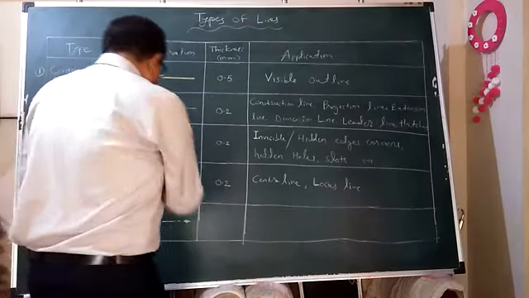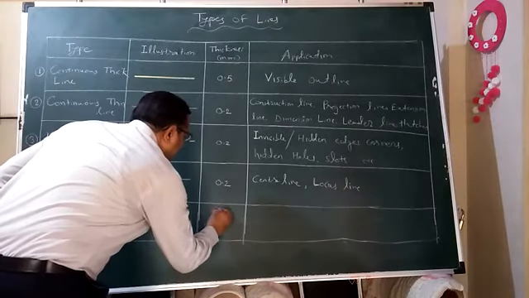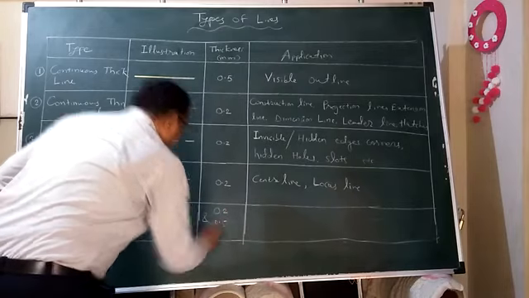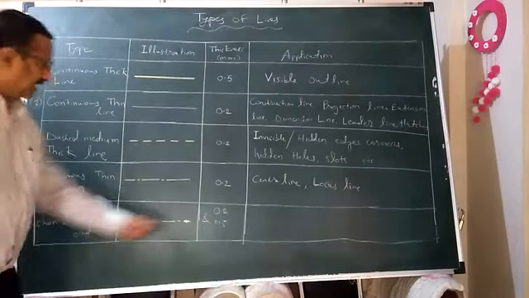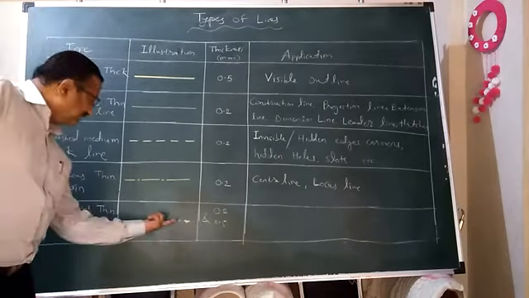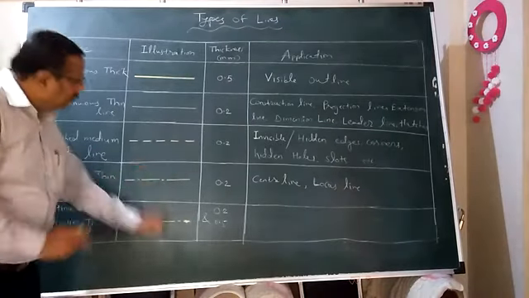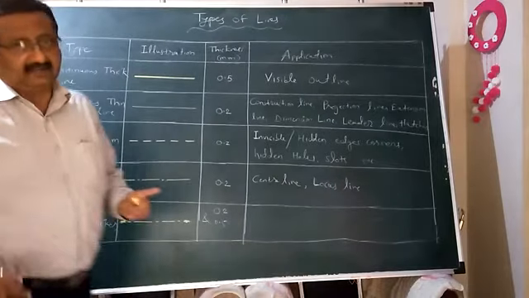So what is the thickness of line? 0.2 and 0.5. Means both the extreme ends are carrying 0.5 thickness, and the intermediate part in between these two extreme ends, that is continuous thin chain, should carry 0.2 thickness as earlier. Okay.